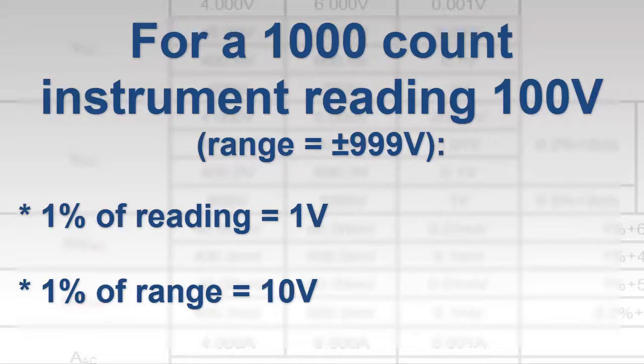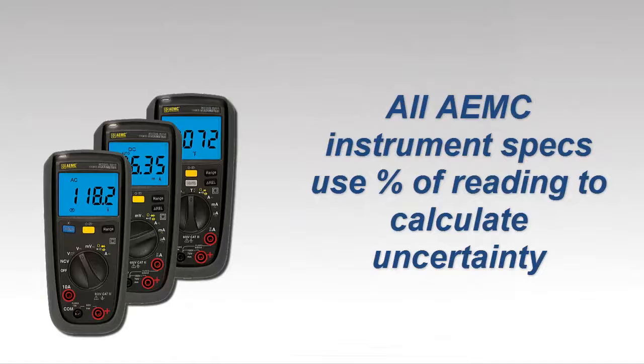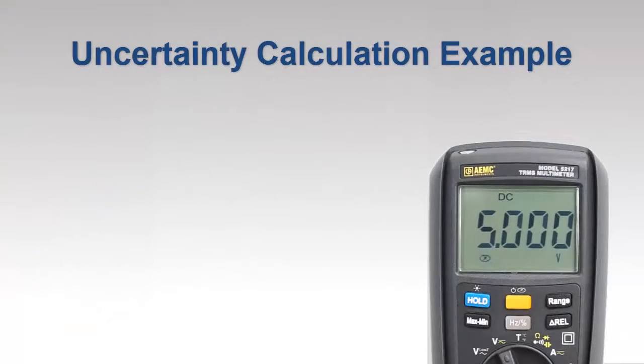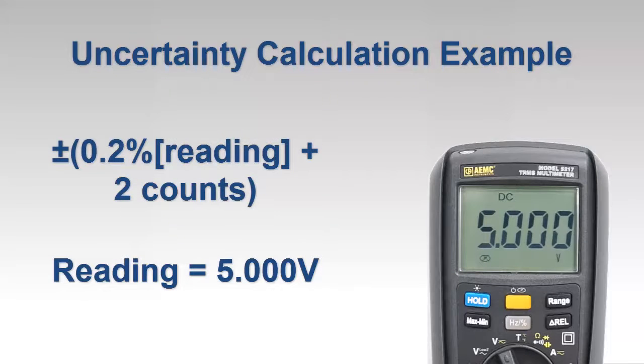digital multimeter models. Note that the uncertainty specifications for all AEMC instruments are always expressed as a percentage of the reading. Now let's apply what we've learned. We've hooked up a 6,000 count multimeter to a battery. This instrument features an uncertainty specification of plus or minus 0.2% of the reading plus 2 counts when measuring DC voltage. With the range at the lowest setting, we get a reading of 5.000 volts.